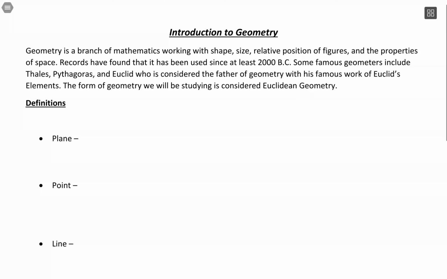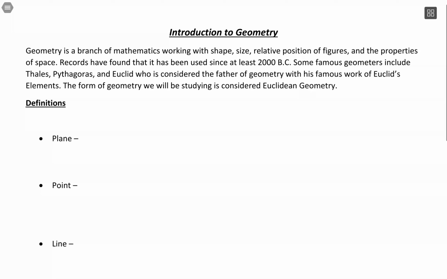Thales is one. Pythagoras, we'll go through the Pythagorean theorem, but he did a lot more work, and he had a group of people together that did a lot of work with geometry. And Euclid, who's considered the father of geometry, has this book called Euclid's Elements, which is a lot of geometric properties. In fact, a lot of this two-dimensional geometry we're going to be doing is considered Euclidean geometry. So that's what we'll be working on.